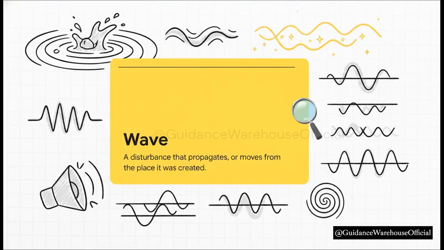So, first things first, what exactly is a wave? In physics, a wave is simply defined as a disturbance that propagates. And propagates just means it moves from the place it was created. Whether it's a rock you drop in a pond creating a ripple, a speaker cone vibrating to blast your favorite song, or literally light traveling across the universe, a wave is essentially just a traveling disturbance.